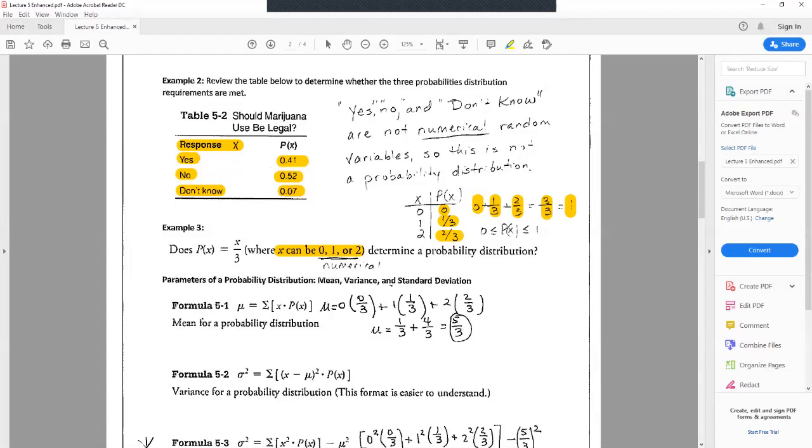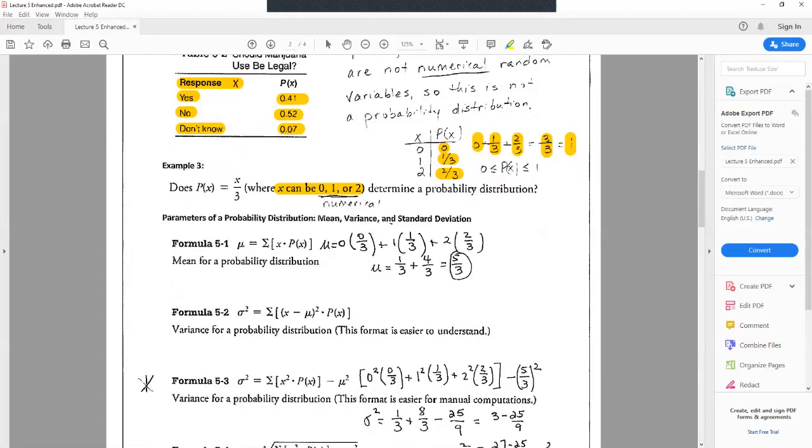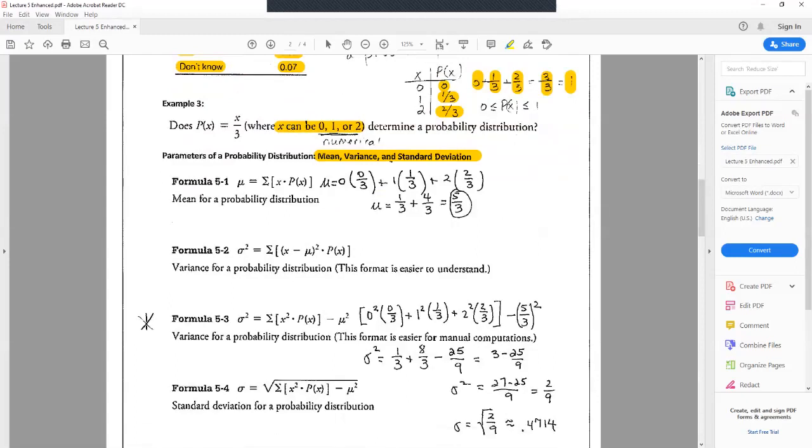Now, if you have a probability distribution, you can calculate its mean, its variance, and standard deviation. And here are some formulas. In fact, there are 4 of them. The first formula, 5.1, tells us how to find the average of a probability distribution.